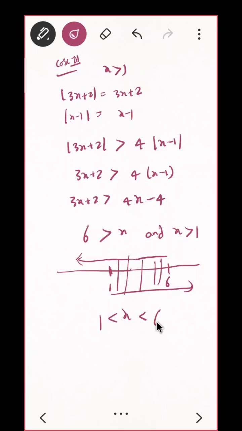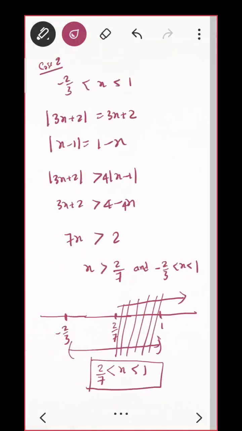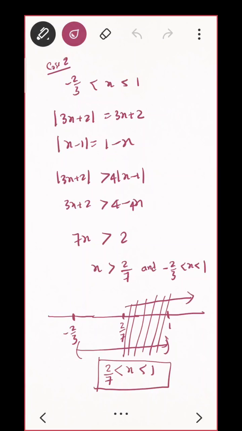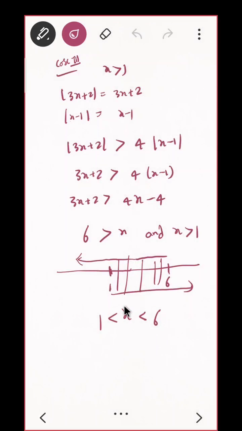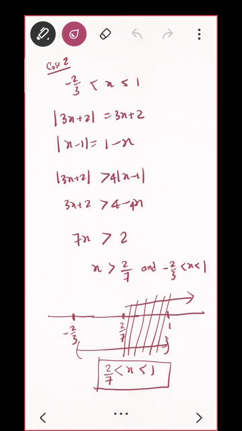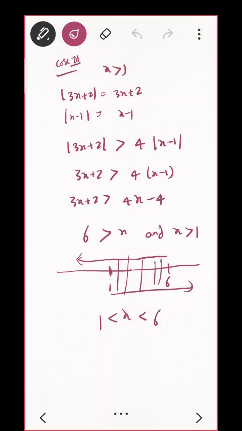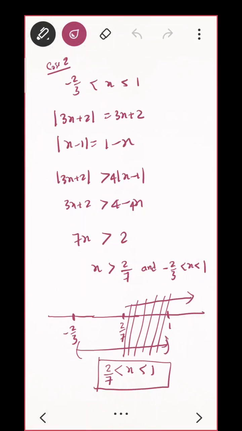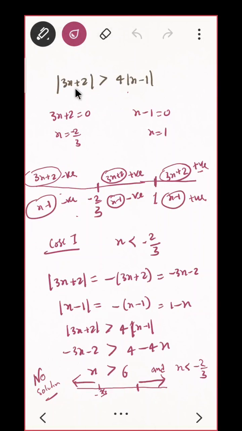Perfect. Correct? So in this case you have got 2 by 7 is less than x is less than 1, and here you are having 1 is less than x is less than 6. Okay, now what you have to do, you have to put the end points, what is the problem. Okay. If I take it together, what about at x equal to 1? Can you just quickly see? If I put x equal to 1 here, then what will be this?